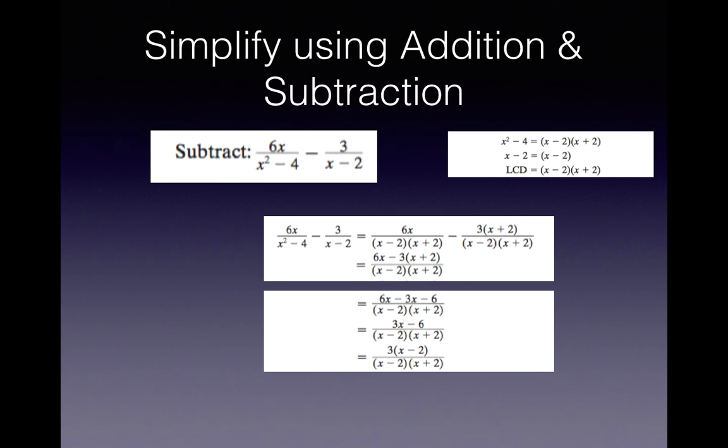And there's something unusual about that, because I can take out a common factor out of 3x minus 6. The common factor is 3. That leaves me with x minus 2. So on top I have 3 into x minus 2. On the bottom I have x minus 2 by x plus 2. And the x minus 2 above and below will cancel, leaving me with 3 all over x plus 2.